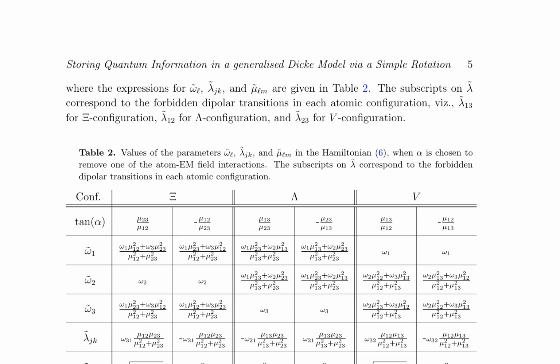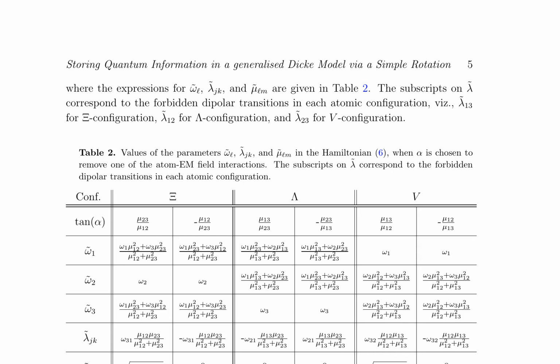The parameters of the simplified Hamiltonian, as outlined in Table 2, depend on the choice of rotation angle alpha. Depending on the configuration, either the Lambda or V configuration, the one-body matter interaction term, lambda jk, can vanish when the atomic levels are degenerate, effectively reducing the three-level Dicke model to an effective two-level Dicke model plus an isolated atomic level. Notably, this equal detuning case is independent of the field frequency in the cavity.